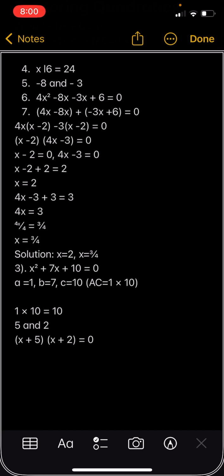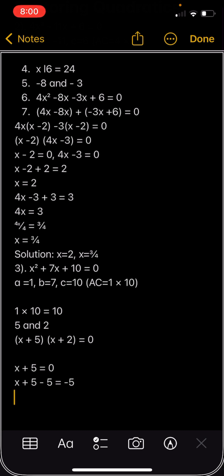And now we can go ahead and set each one of these brackets equal to 0. So we can have x plus 5 equal 0. And we can solve for x by subtracting 5 from both sides. So it will be x plus 5, we can subtract the 5 here, and that will be equal to -5. So in the first instance, x is equal to -5.